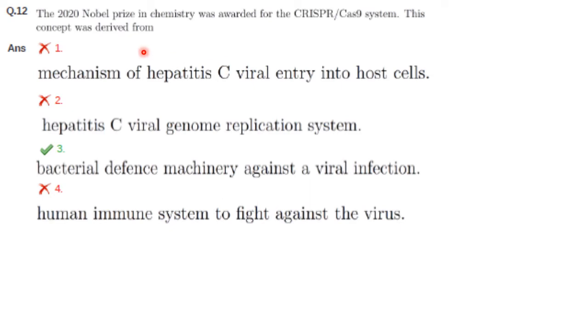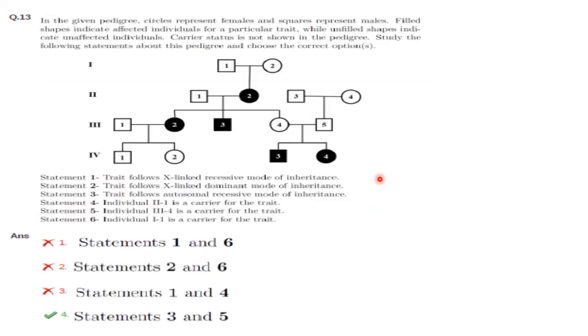Then next one. In 2020, Nobel Prize in Chemistry was awarded for the CRISPR-Cas9 system. This concept was derived from bacterial defense machinery against a viral infection. It's a direct question. Then next one.